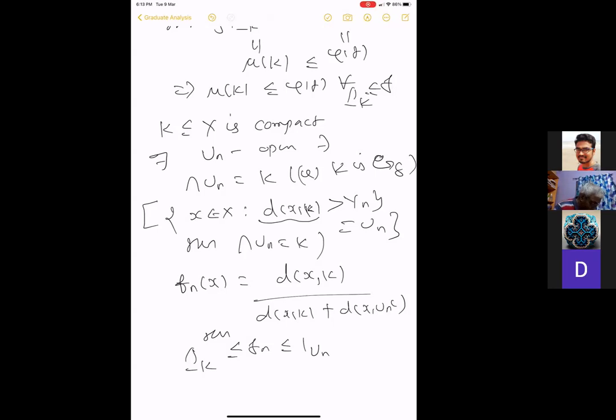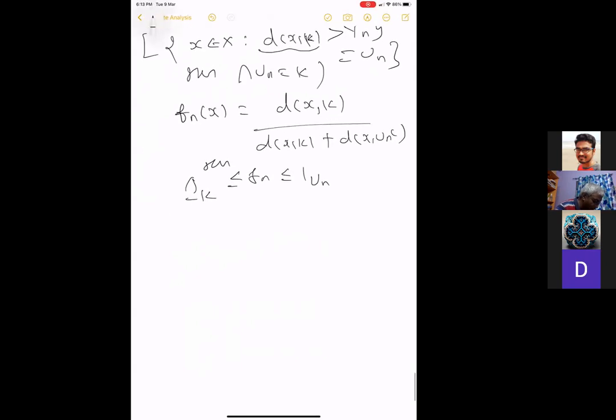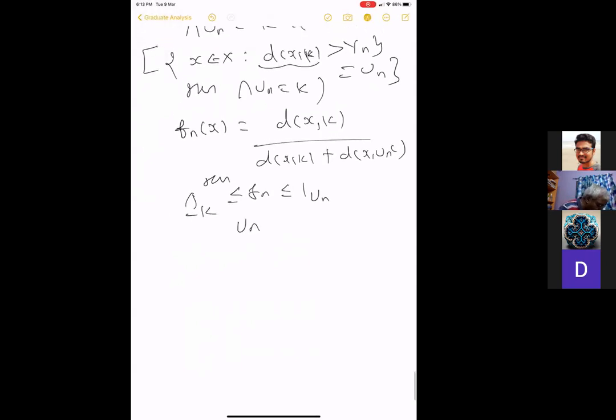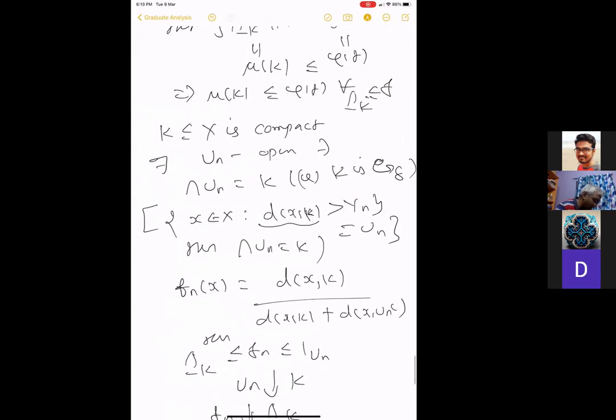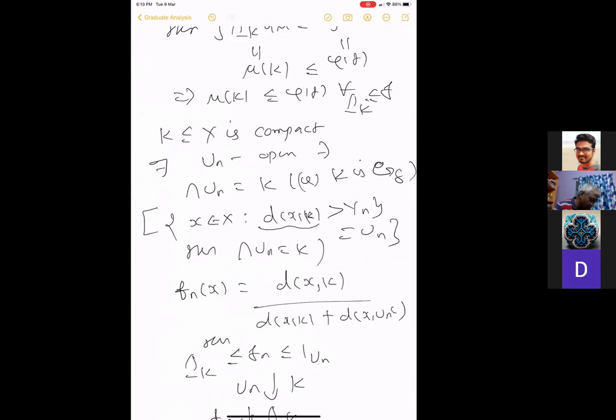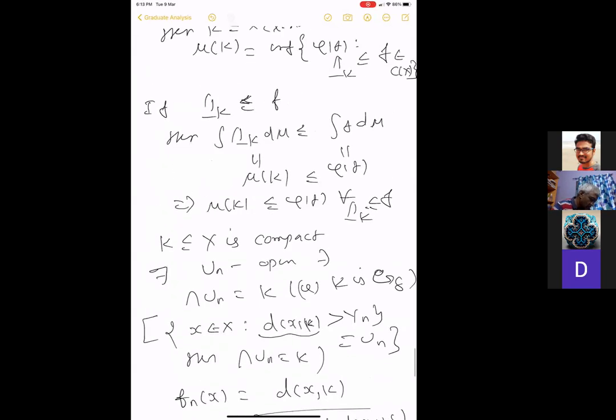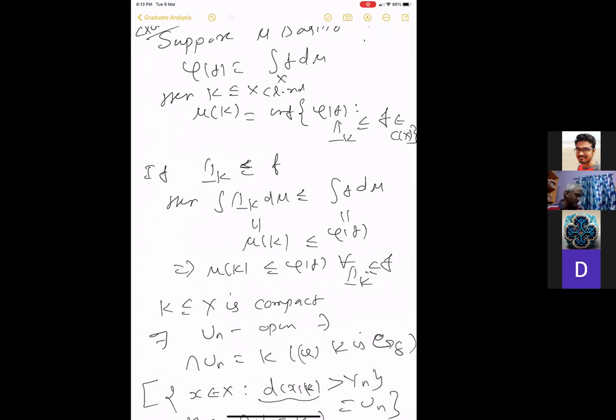Okay. So you have a Fn which is greater than this, and we know that it looks like this. And since Un decreases to k, Fn decreases to 1k. So this implies phi of f, whatever we have there. Here I have written something nonsense. This is not integral, I'm sorry. But mu of k is less than, this implies phi of 1k is less than or equal to phi of f. That's what I want to say.